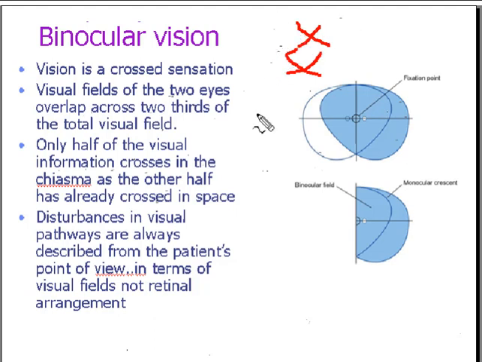Now whenever you describe disturbances in visual pathways, they are always described from the patient's point of view. In other words, what field of vision or what area of vision the patient has lost. You do not talk in terms of the retina. You do not say that the left half of the retina is lost or the right half of the retina. You will talk about left field of vision or temporal field of vision. Temporal means on the sides, which is this area, the temporal field of vision. Or you say the left half of the field of vision is lost, or the nasal field of vision. So you're talking about from the patient's point of view. That means in terms of visual fields and not in terms of which part of the retina is not getting impulses.